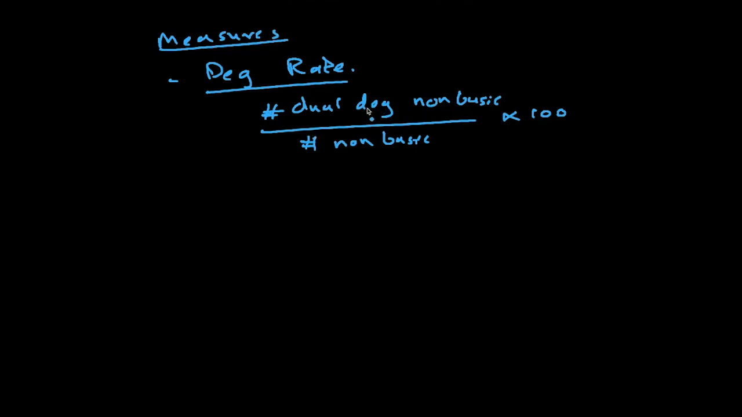Dual degeneracy is basically when the reduced cost is 0. So we just need to count how many of these non-basic variables have 0 reduced cost, and what is the total number of non-basic variables, and just multiply that ratio by 100, and that's your degeneracy rate.